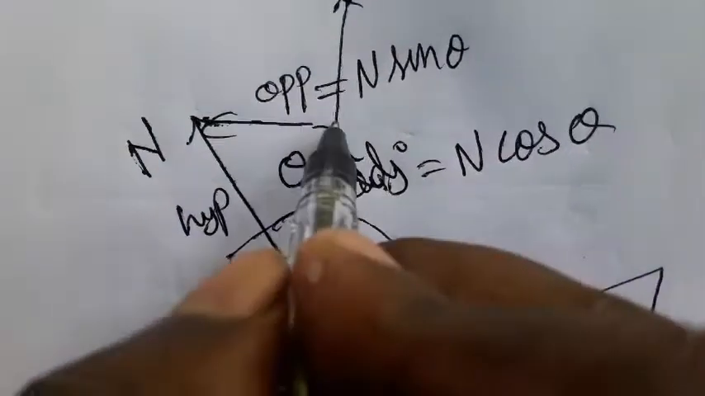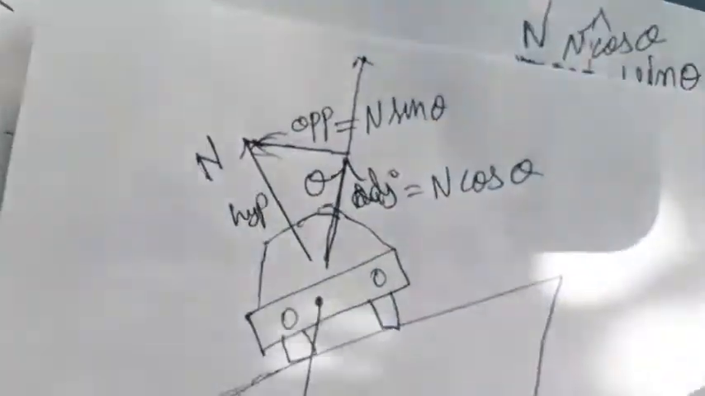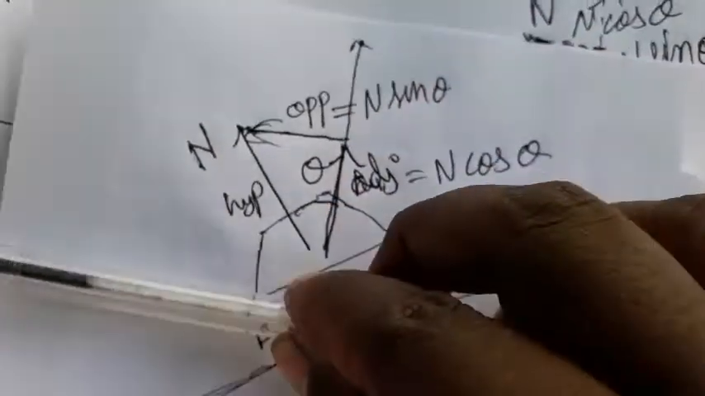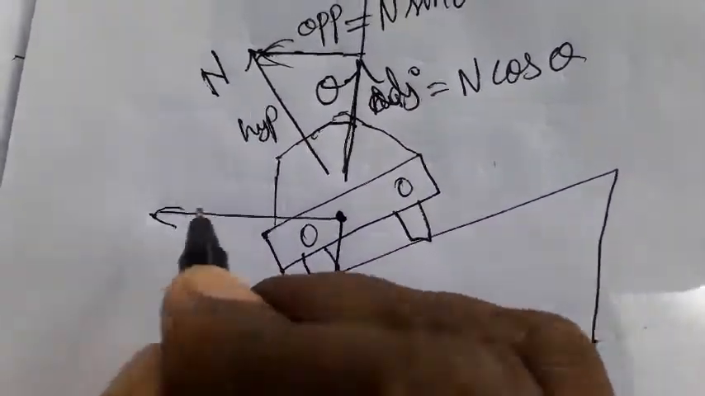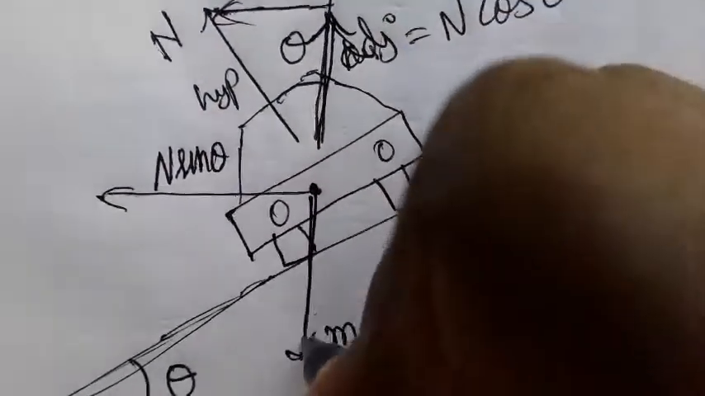N sin theta is towards the left side. A vector can be moved from one place to another, so I moved it here as a vector. N sin theta will be acting this side, N cos theta will be acting upwards, and mg will be acting downwards.